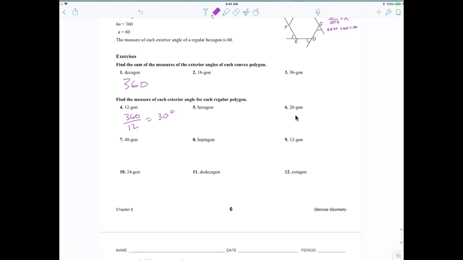Is it okay to get a decimal for this? Yes, the exterior angle can be a decimal. Just the number of sides can't be a decimal. Oh, I hate getting decimals. That would be so weird, half a side.